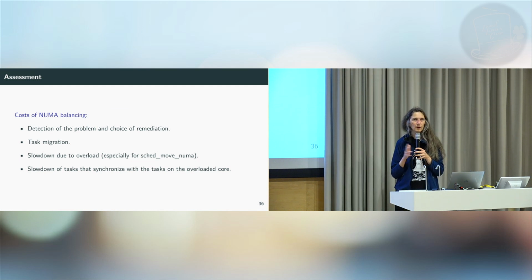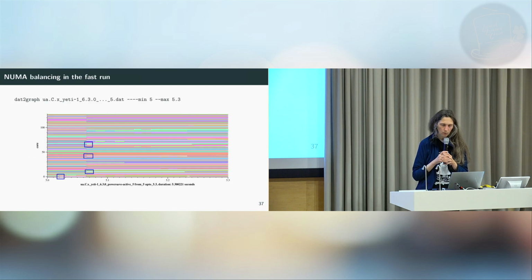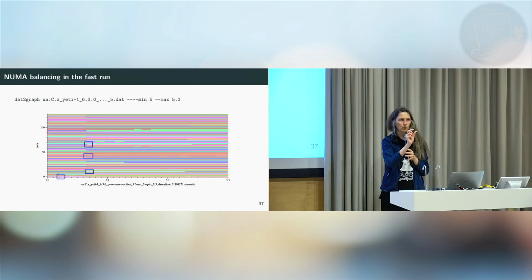So with this NUMA balancing, we have lots of costs. We have to observe the situation, we have to make decisions, we have to do the migration. We might get some slowdown for our particular task that is going to be sharing the same core with some other task. And then, as I mentioned before, we have this synchronization bottleneck. So that's our hypothesis. We just looked at one of these gaps, and it seemed like a NUMA balancing problem.